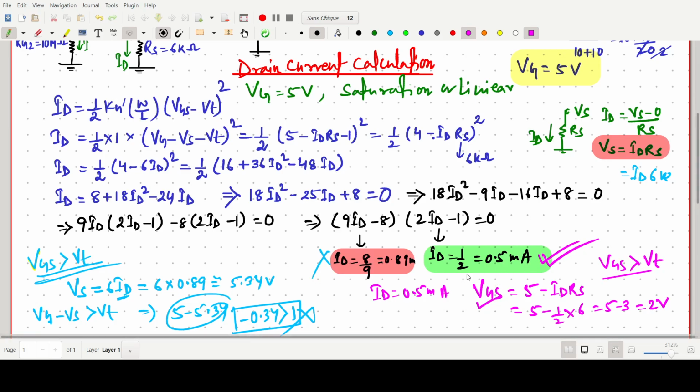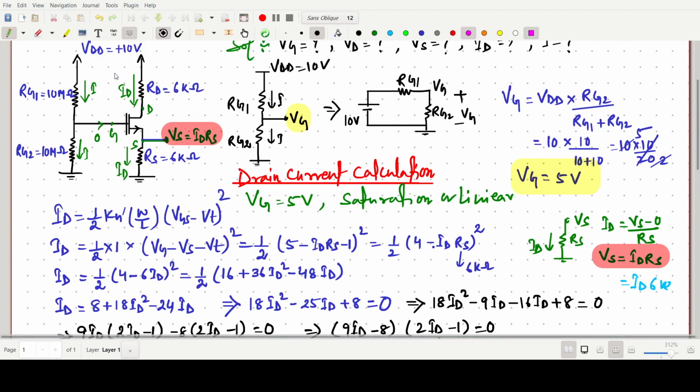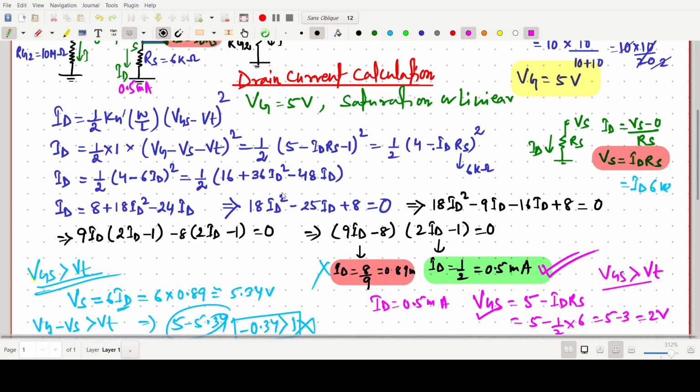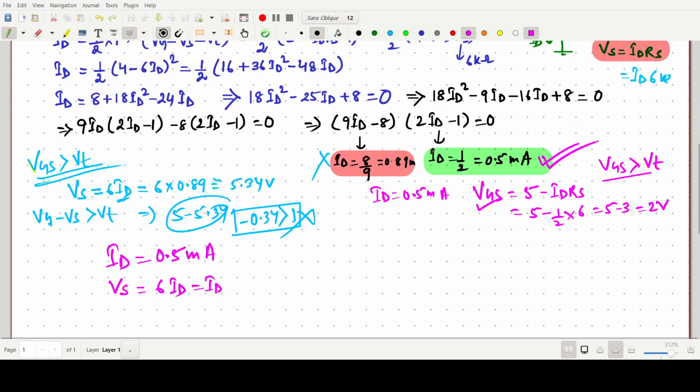So that's why this ID will be the correct one for the circuit. The ID value in the circuit will be 0.5 milliampere. So one can easily say the correct ID value will be 0.5 milliampere, and the value of VS is 6 times ID, simply IDRS.